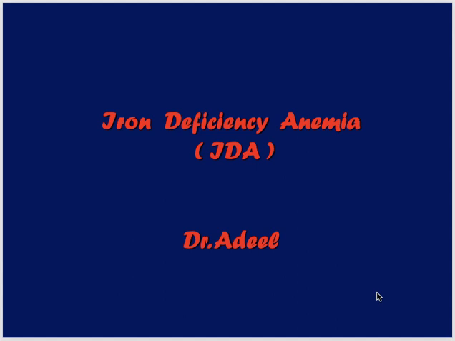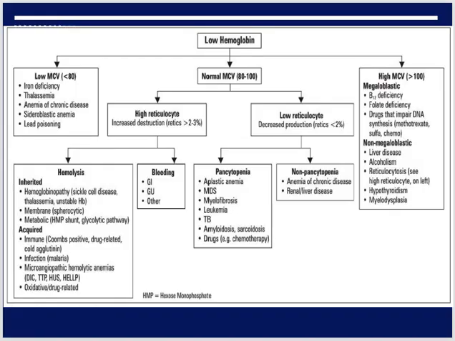Now, what is iron deficiency anemia? As in my previous lecture, we were talking about different causes of anemia. You can see whenever there is anemia, the first thing which we check is the MCV. And I discussed yesterday high MCV, normal MCV, or macrocytic, normocytic, and microcytic anemia. And in microcytic anemia, the most important cause is iron deficiency. And the second cause after iron deficiency anemia is thalassemia.